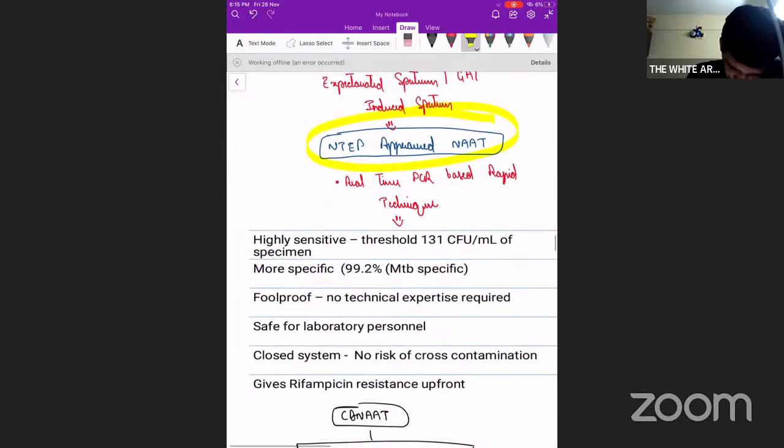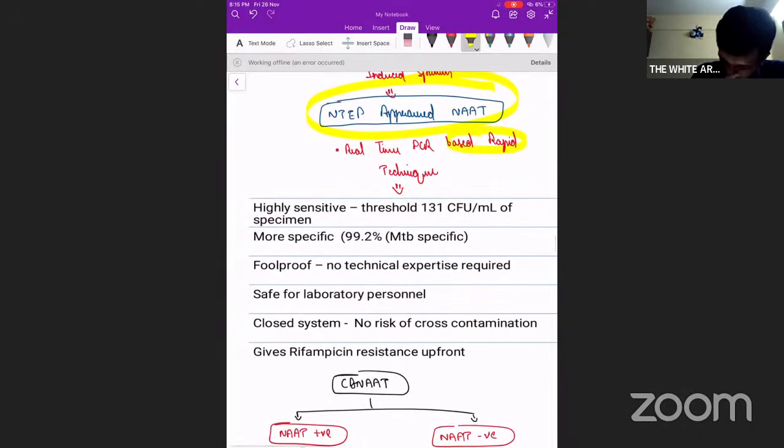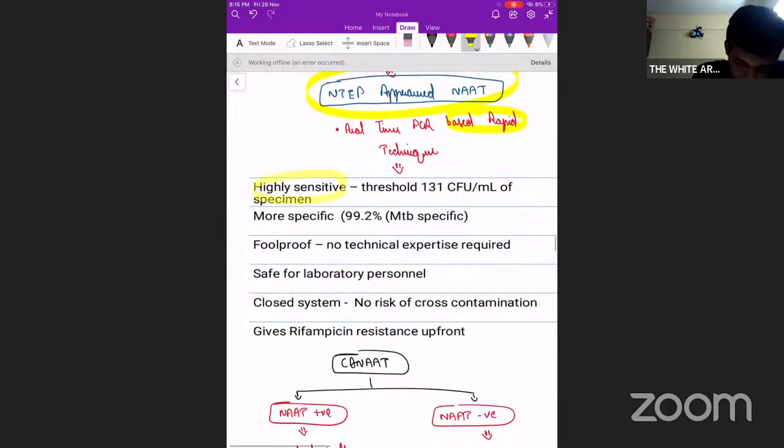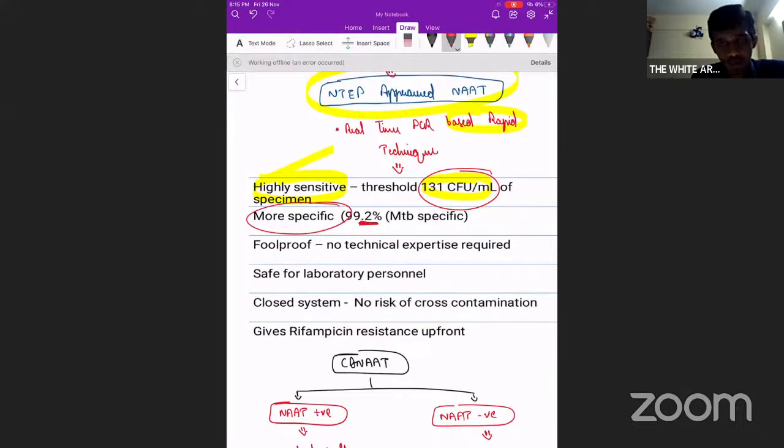Okay, so CBNAAT is a real-time polymerase chain reaction based rapid technique. That is what CBNAAT is. Okay, what is the use? What is the advantage of it? It is highly sensitive. Okay, so a threshold of around 131 colony forming units per ml of specimen makes it highly sensitive. So even in case of paucibacillary, as the colony forming requirement is very low, it gets picked up. On the other hand, it has very good specificity as well. Around 99.2%, it is MTB specific.